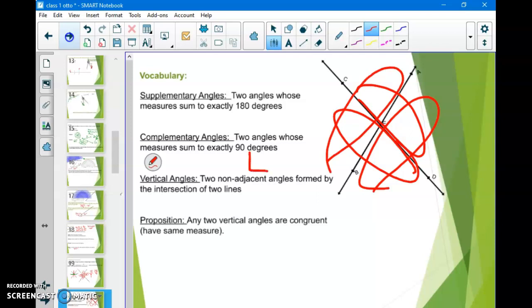Complementary are angles that add up to 90. So we have a right angle and it gets cut, and those two angles would add up to 90. Let's put some letters in there. Let's call it A, B, C, D. We would say angles CBD and ABD are complementary.